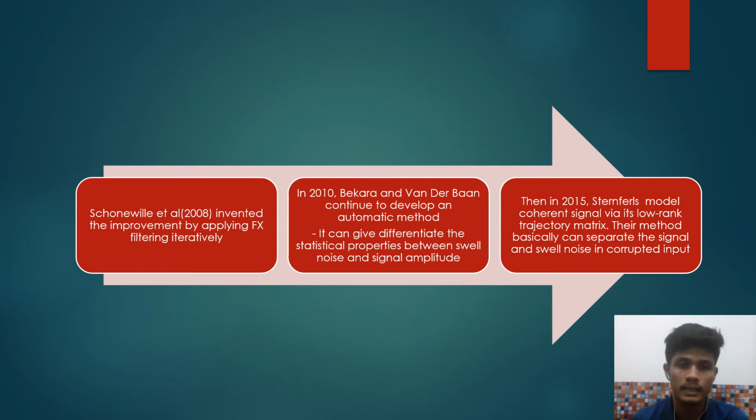The first one is in 2008, when Swell invented an improvement by applying FX filtering iteratively. Later in 2010, Becquey and Van der Baan continued to develop an automatic method that can differentiate the statistical properties between the swell noise and signal amplitude. Later, in 2015, Stanford modeled coherent signal via its low-rank trajectory matrix, and their method can basically separate the signal and swell noise in the corrupted input.